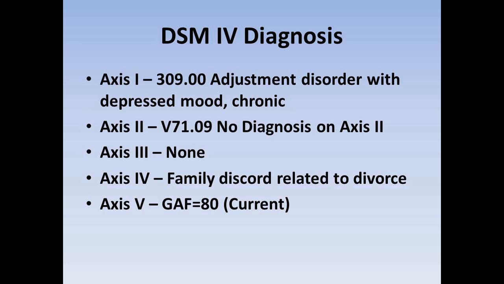Okay. On axis 3, that was deferred. There are no medical conditions that I'm aware of, past or present. On axis 4, really the main thing right now is some family discord that's been created since the divorce. It seems to be the main thing. On axis 5, the global assessment of functioning at this point in time, I assessed it being about an 80, should be her current level.